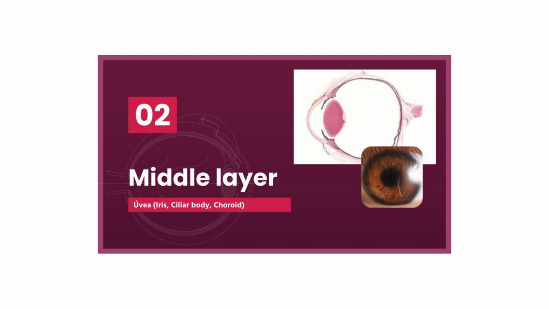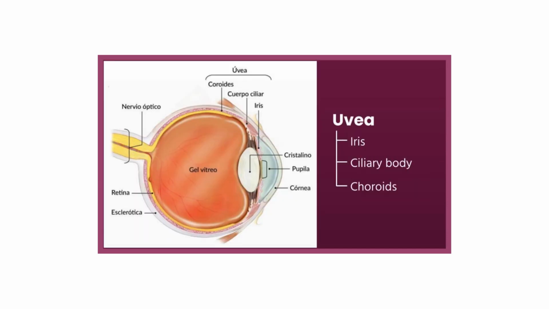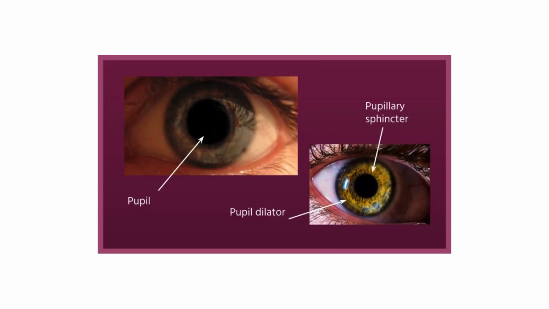Next up, we have the intermediate layer, also known as the uvea, in which we'll find the iris, ciliary body, and choroid. Starting with the iris, it is a stromal layer with pigmented fibrovascular tissue and two pigmented epithelial cells beneath the stroma. In the center, we find a pupil, to which two muscles are connected, the sphincter pupillae and dilator pupillae, which control the size of the pupil and thus the amount of light entering the retina.